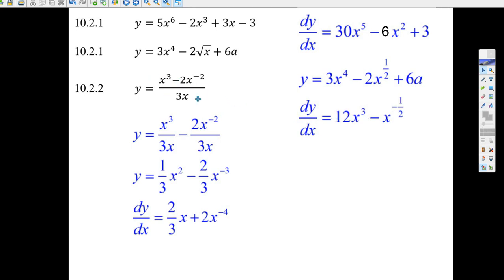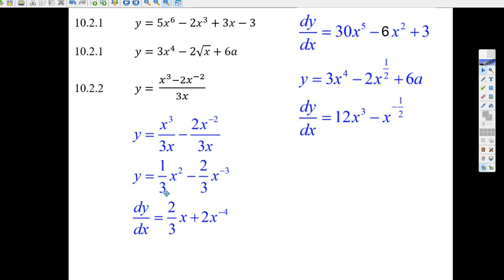Now this one, it's not in the right form because you need separate packages of something times x to a power. Well, you just put the 3x separately underneath each thing here. Now x cubed divided by x is x squared. And this is really 1 over 3. That's your number in front. Here's minus 2 over 3 in front. But x to the minus 2 divided by x to the 1. You go minus 2. When you divide, you subtract. This is really x to the minus 3.